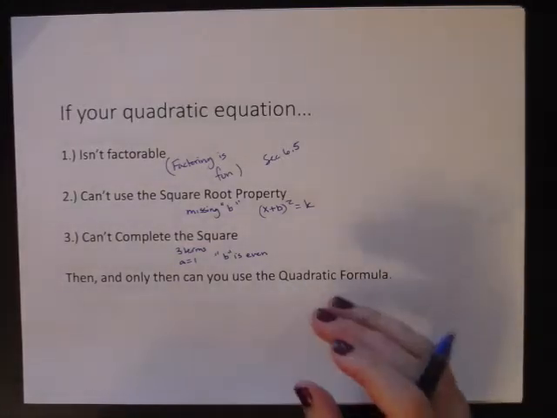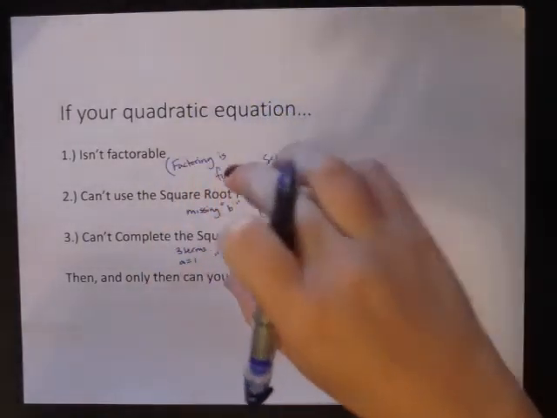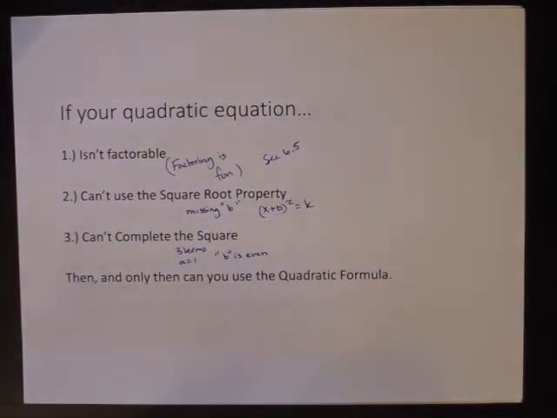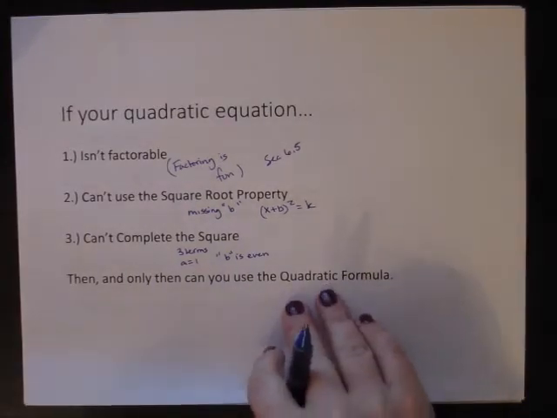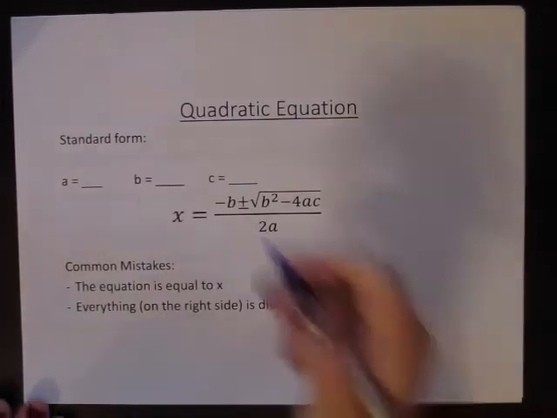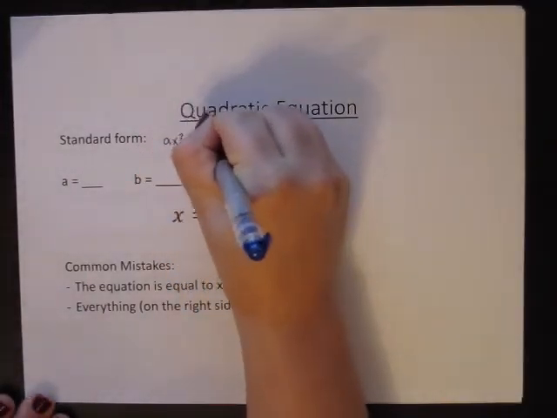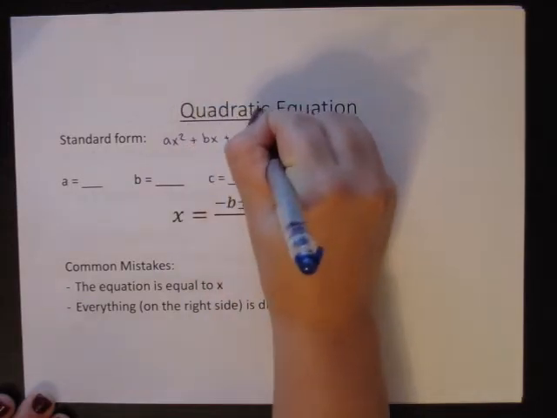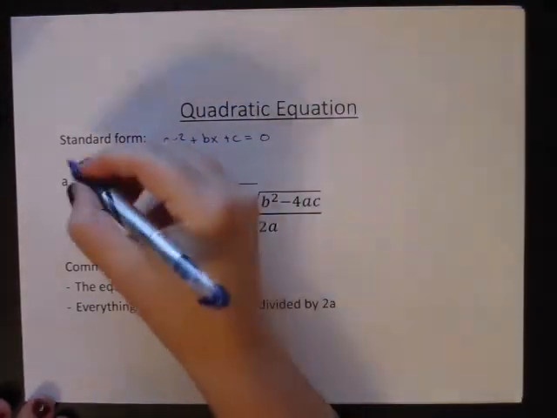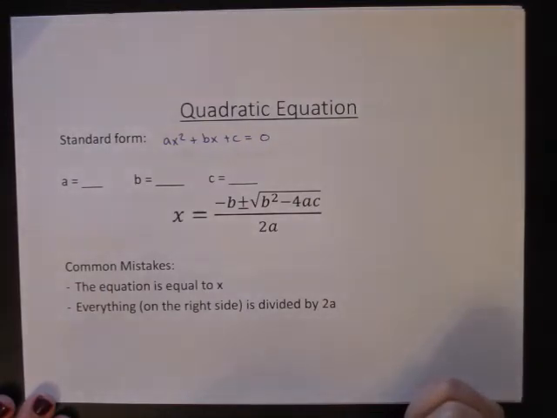I don't want you to use it if you can do one of these 3 because it's going to be a lot easier. The formula is pretty long, and if you mess up at the beginning, then it's not going to be helpful for you. Standard form for a quadratic equation, again, is ax squared plus bx plus c equals 0. You have to identify your a, b, and c.